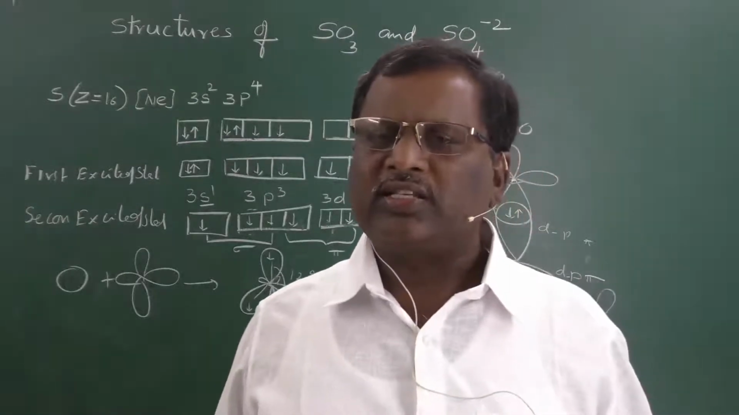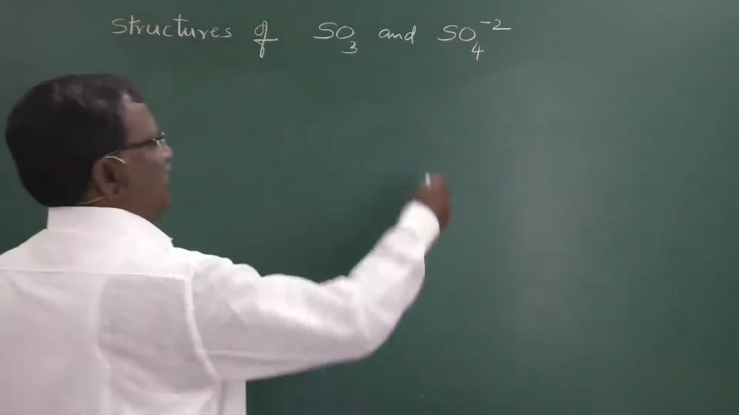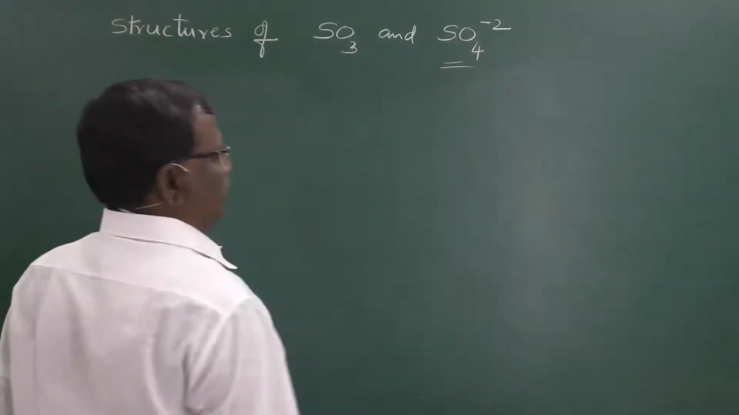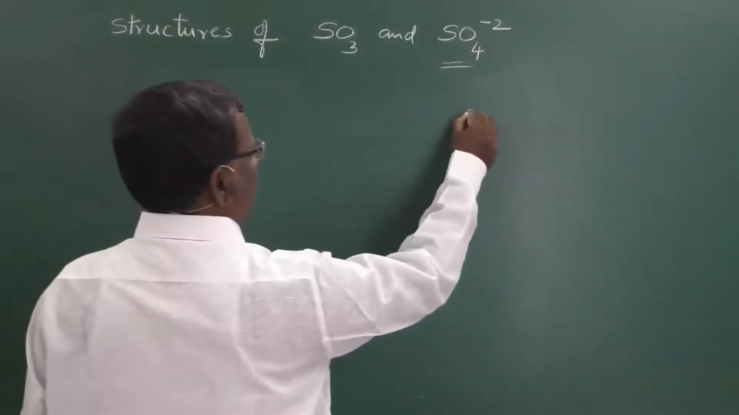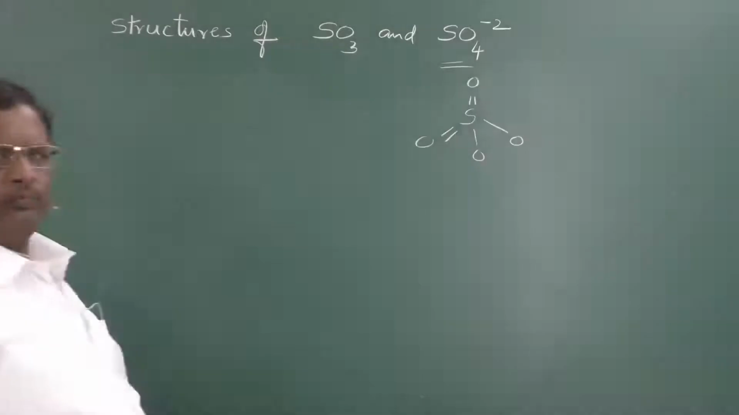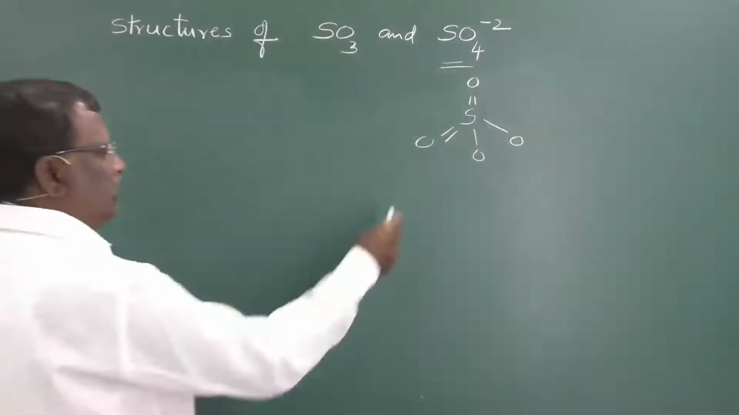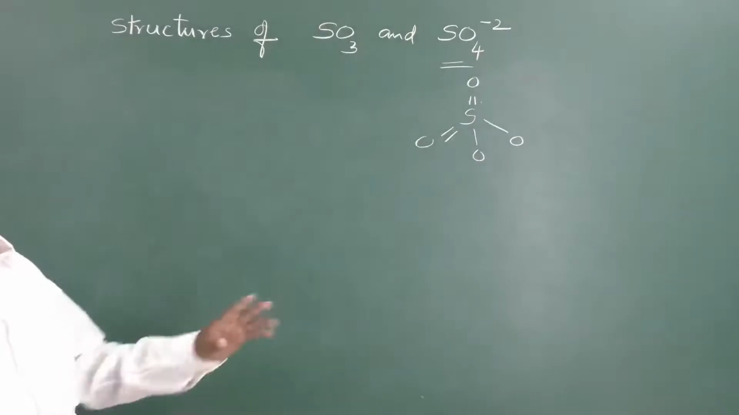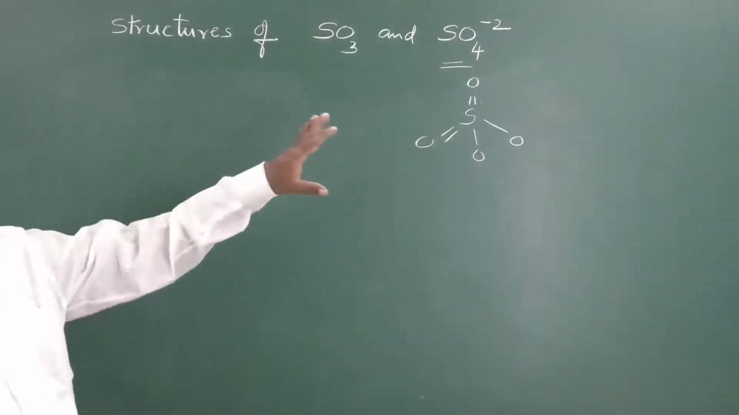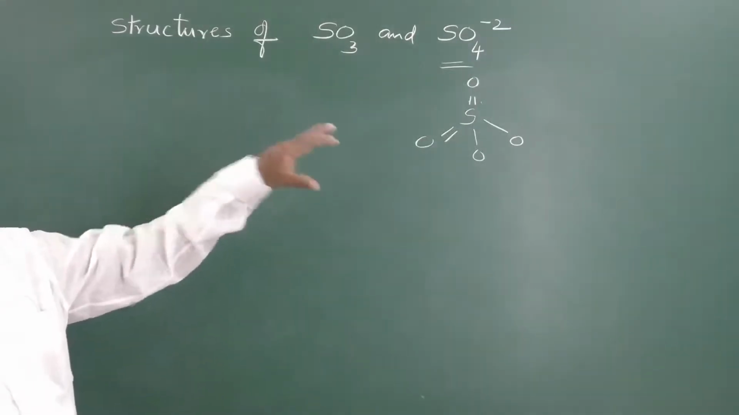So this is the structure of SO3. Now let us discuss the structure of SO4 minus 2. If you observe the structure of SO4 minus 2, it is in tetrahedral shape like this. Here also the total number of bonds: 1, 2, 3, 4, 5, 6. 6 bonds are there. So sulfur must be in the second excited state because it has to form 6 bonds. That means it requires 6 unpaired electrons.